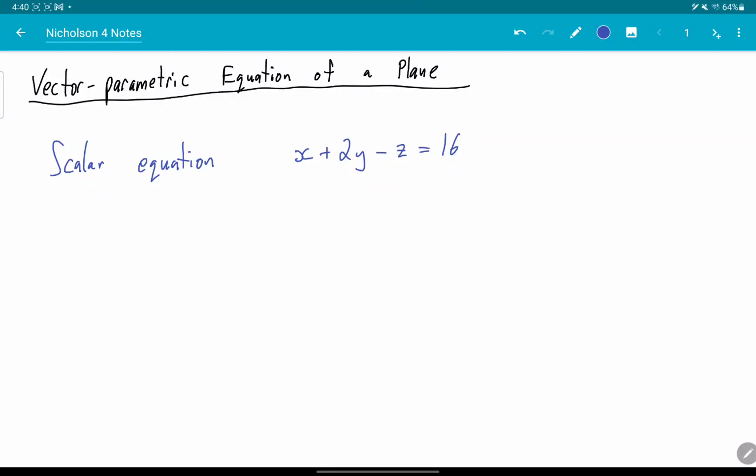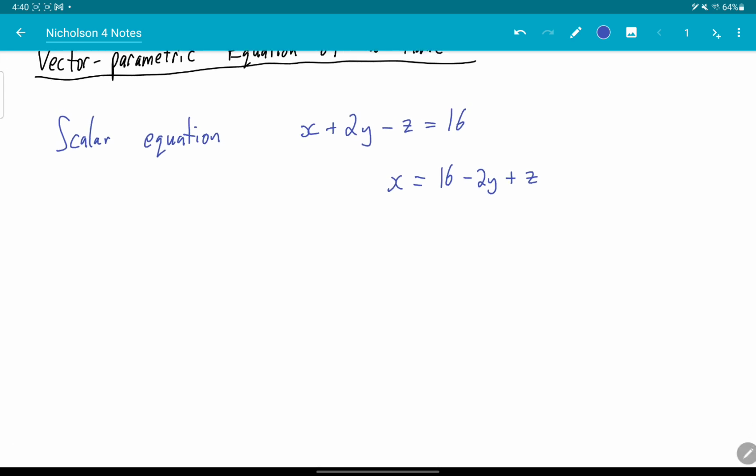Okay, so there's another way to look at a plane. Let's start with this familiar scalar equation, and what I'll do is solve for one of the variables. It could be x, y, or z. It's not going to turn out to matter, but just so I don't have fractions, I'll solve for x. And what do I get? I get 16 minus 2y plus z. Solving for z would be an equally good candidate.